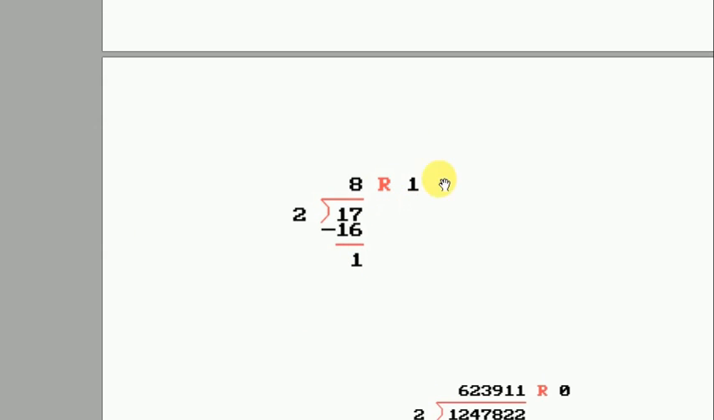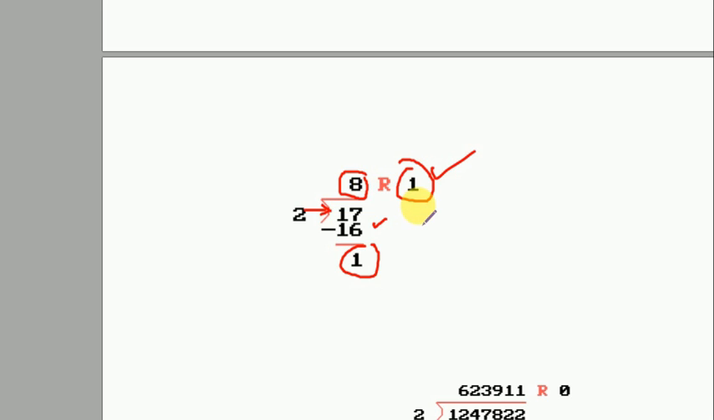This is a simple division. The division is by 2: 17 divided by 2 gives 8, 8 times 2 is 16, and the remainder is 1. The modulus operator is going to give us this remainder. This is how the modulus operator works.